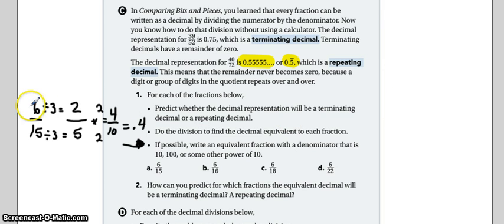Another way of doing this, I'm going to come over to this side, is to start with 6 over 15. If I divide this out, with 6 and 15 on the outside, we're going to add a decimal and a 0. We bring up the decimal. 15 can go into 60 4 times. We get 60 down here, and we get a terminating decimal. Okay, that's one way of doing it.